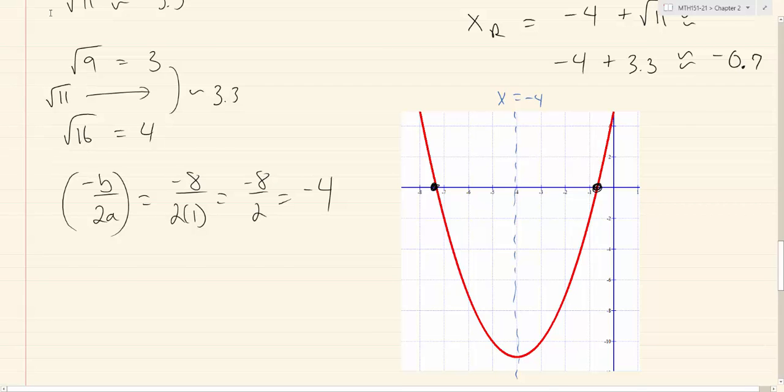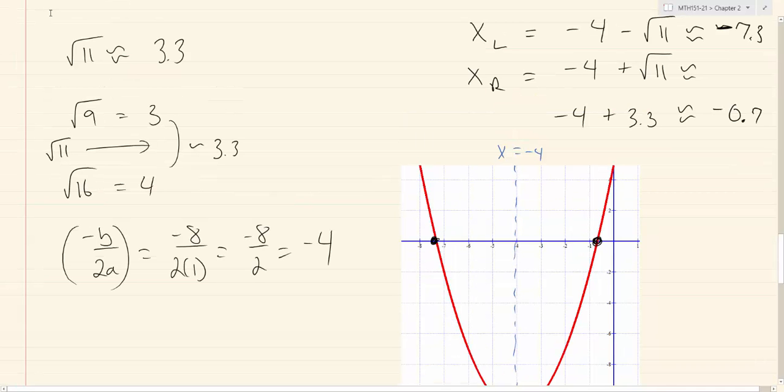Do you see a negative 4 anywhere else in this problem? So think about this. Remember that line of symmetry, x equals negative 4, and the distance from your line of symmetry to the first root is plus root 11. And this distance from here to here is minus root 11.